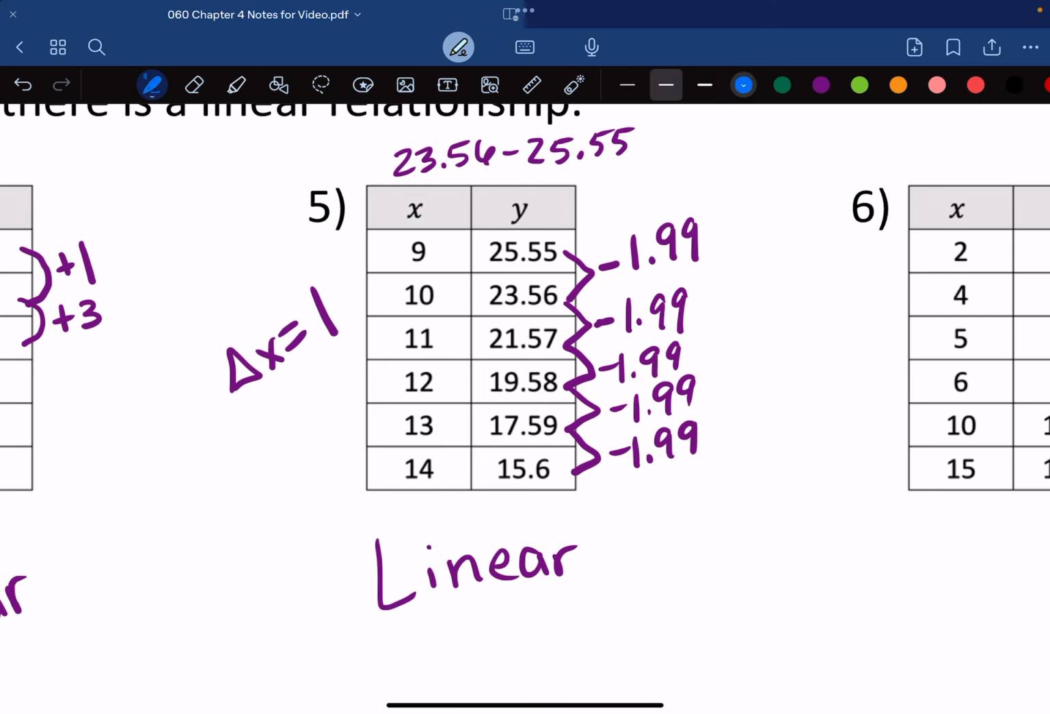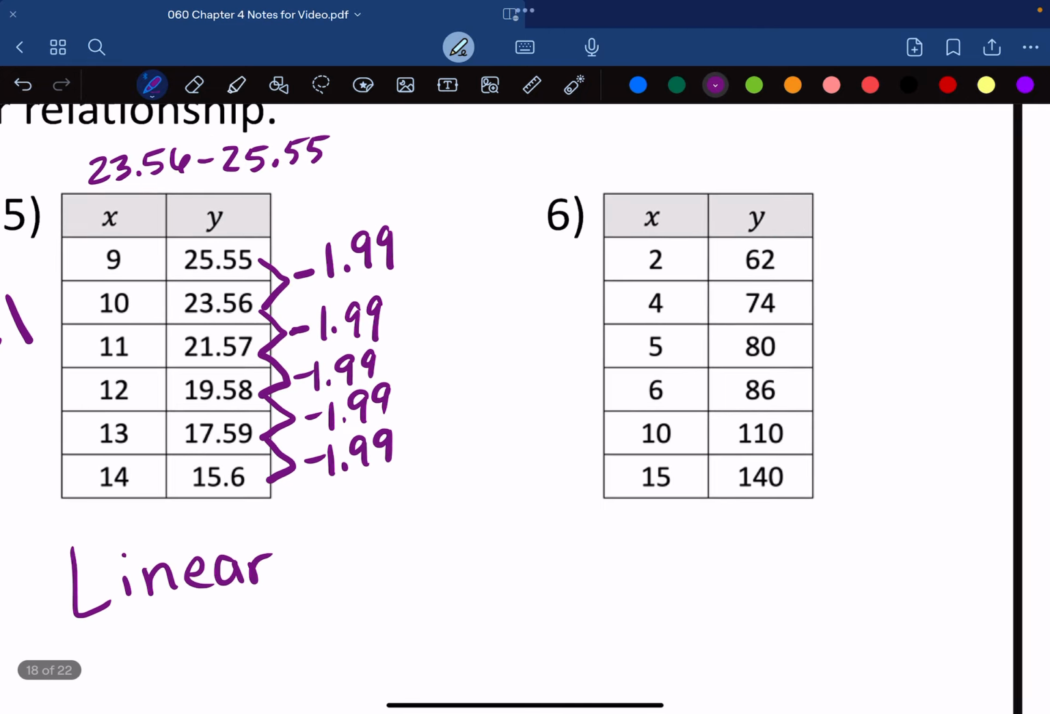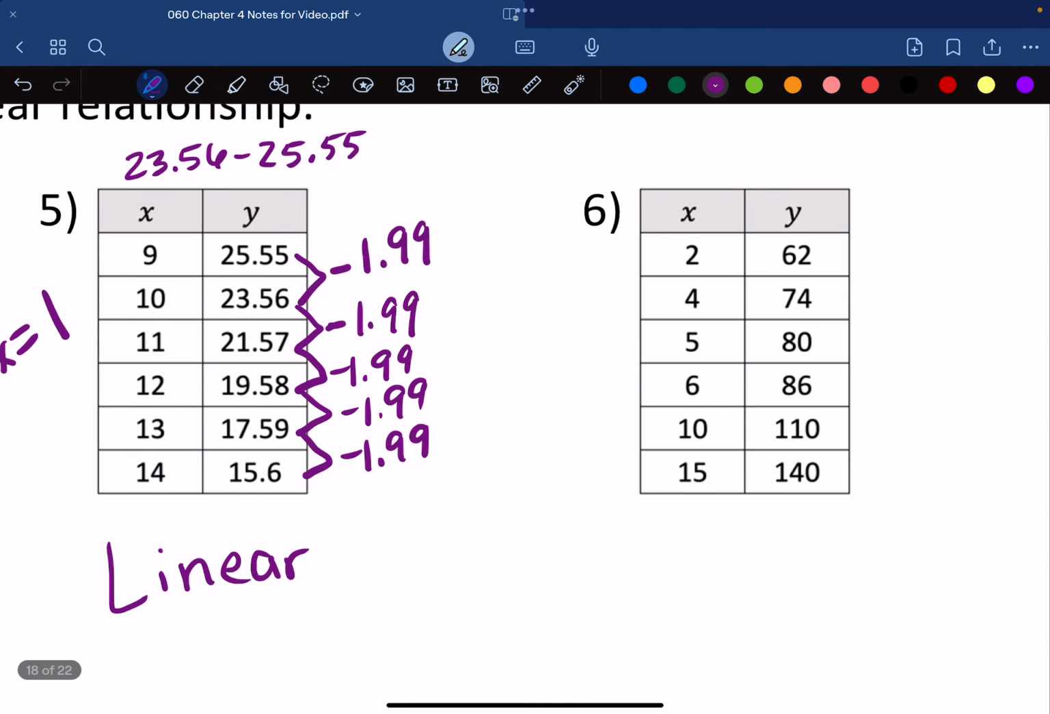It might be helpful, especially if you're still working on adding and subtracting with decimals and negatives or whatever, to make sure you put that in a calculator, just to make sure you're not having any errors. This particular one, I tend to have students tell me it's not linear because of calculation errors. So you might want to double check that with a calculator just to be safe.